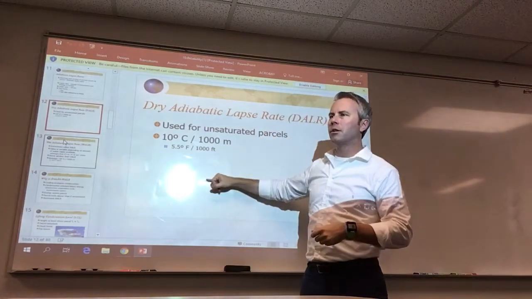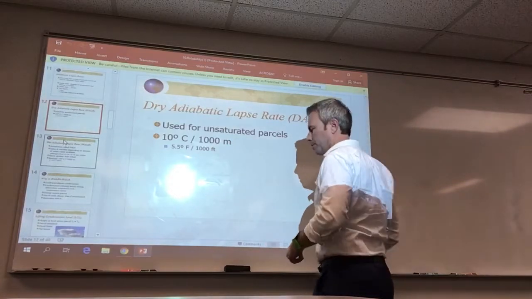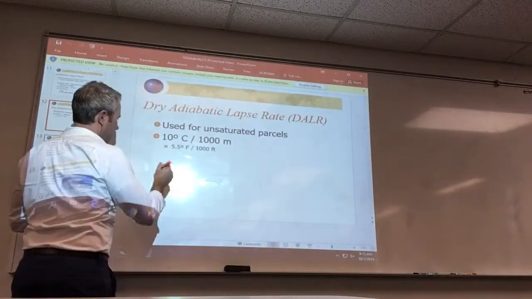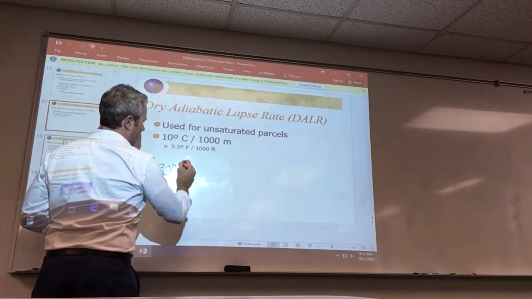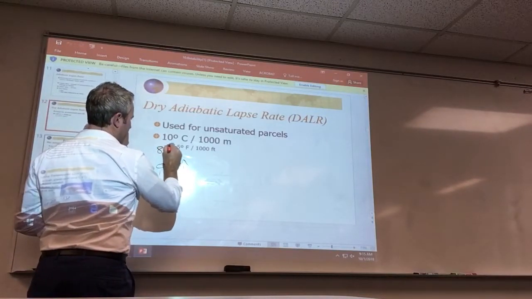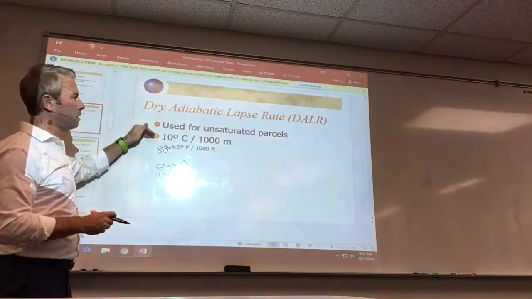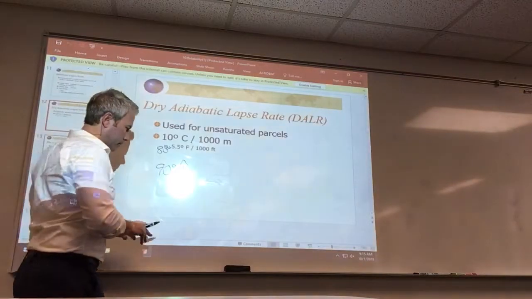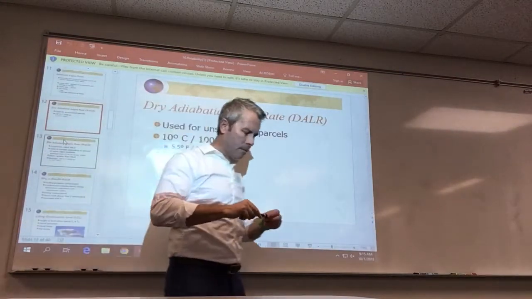So if we're at the surface and we go up 1,000 meters, let's say our starting temperature is 90. We go up 1,000 meters. That temperature is now 80 degrees. Pretty simple, right? 70, 60, 50, 40. There you go. Now, here's the problem with that.